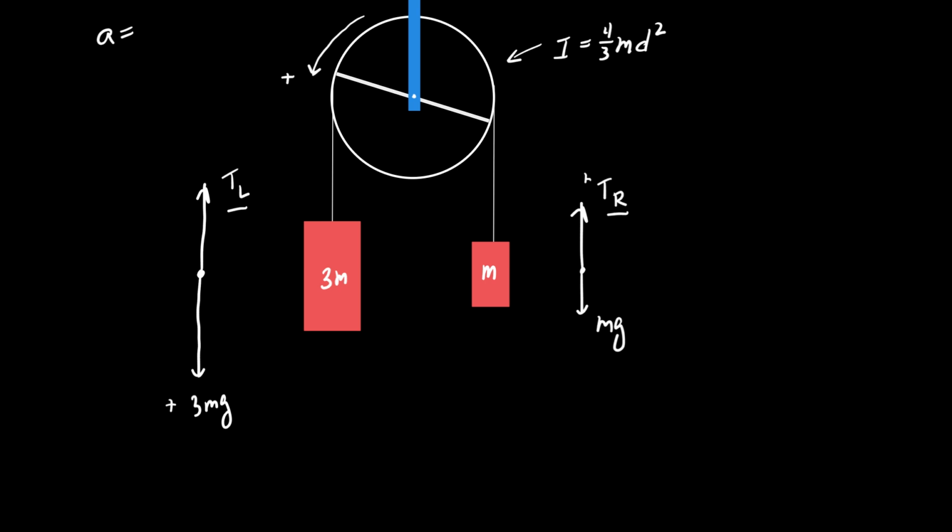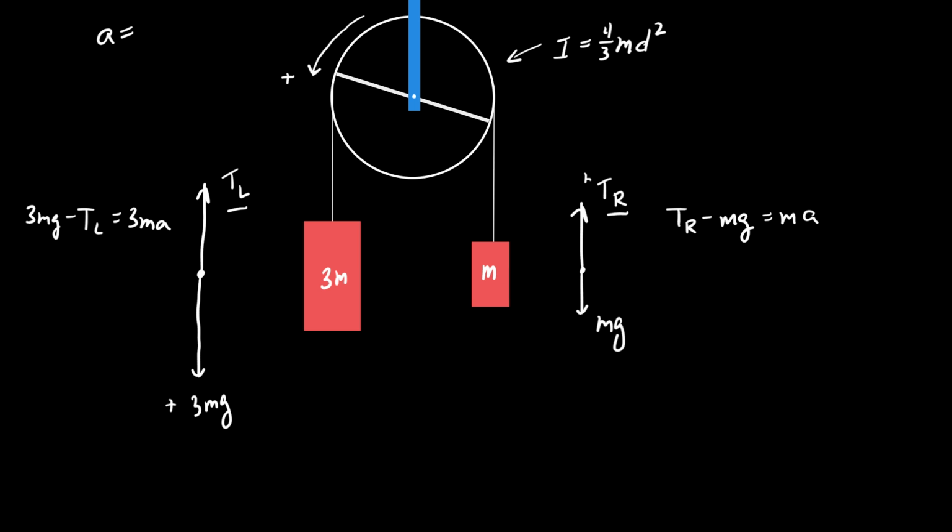So for this one, I'll have 3mg minus TL, and I'm just using L and R because it's left side and right side. And then this equals 3ma. On the other side, I'm going to have TR minus mg equals ma. Just little stuff. Remember, this has to match the mass of this box, and this has to match the mass of this box. So little things to keep in mind. But that's as far as we can get here.